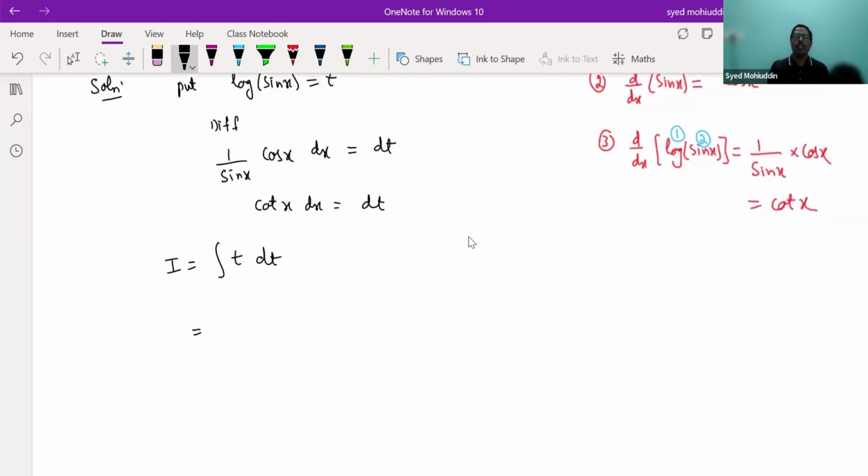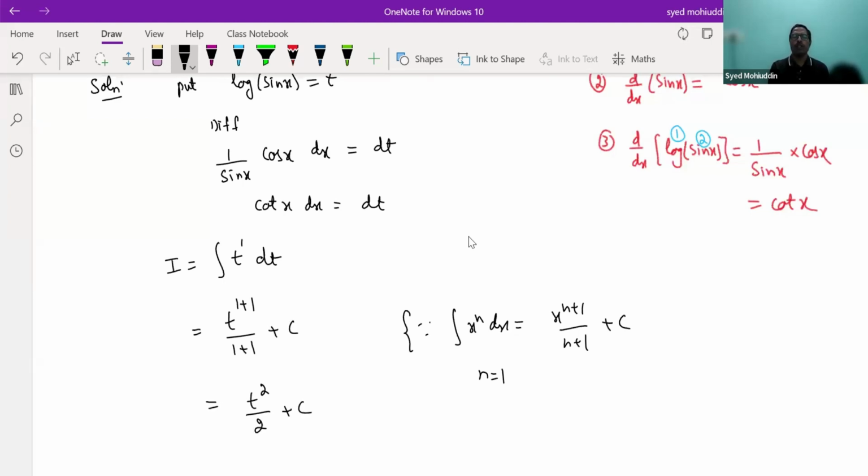Now you can integrate this one. We know this formula: integral of x to the power n into dx is x to the power n plus 1 by n plus 1, plus the constant c. If no power is there, it is understood that it is power 1. So n value will be 1. Therefore it becomes t to the power n plus 1 divided by n plus 1, plus the constant c. So 1 plus 1 will be 2, plus the constant c.